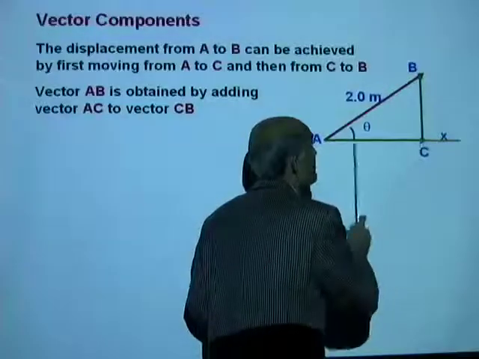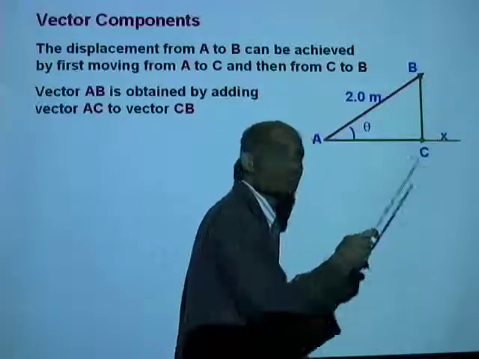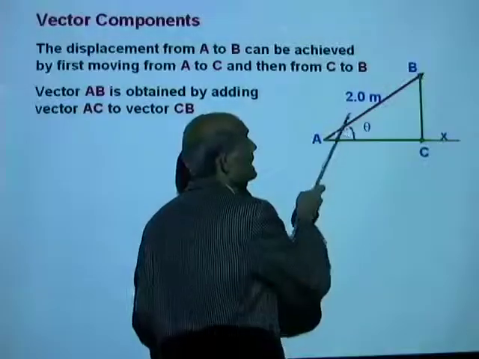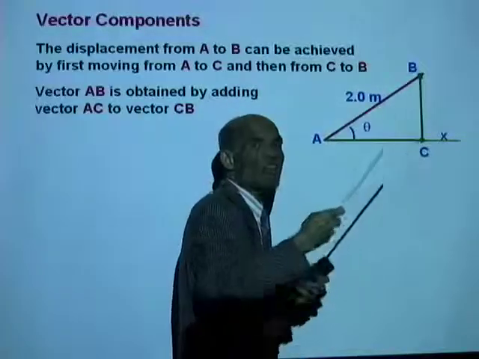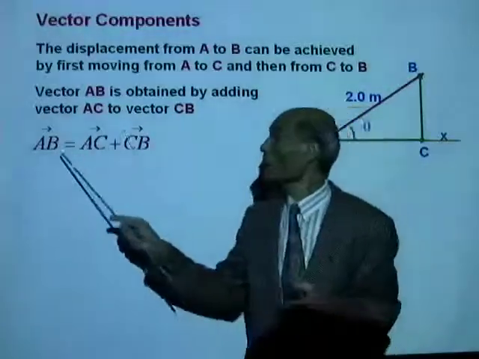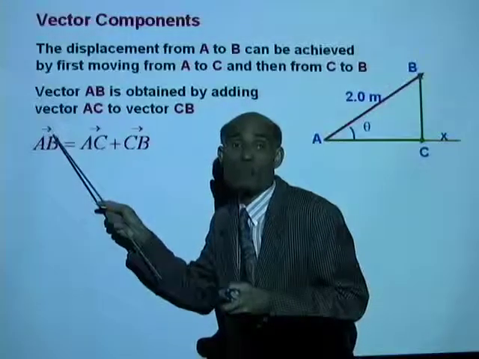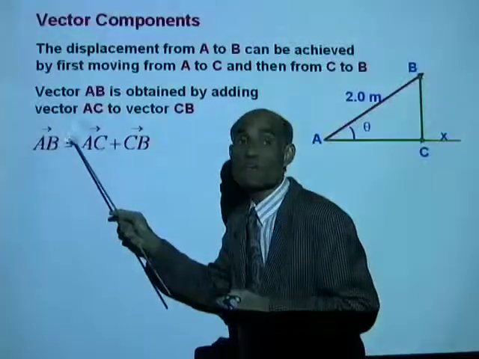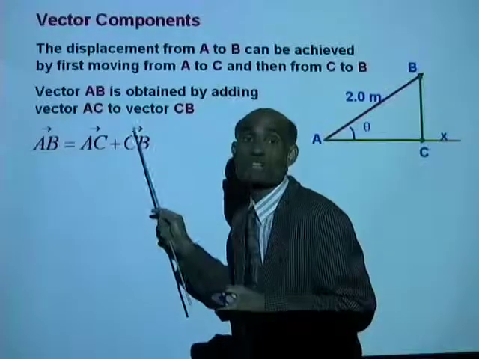Adding vector AC to vector CB gives me the resultant vector AB. Or we say here vector AC and vector CB are the components of vector AB. And look at the vector equation. Vector AB, that arrow on top of AB says AB is a vector. Vector AB can be obtained by adding vector AC to vector CB.